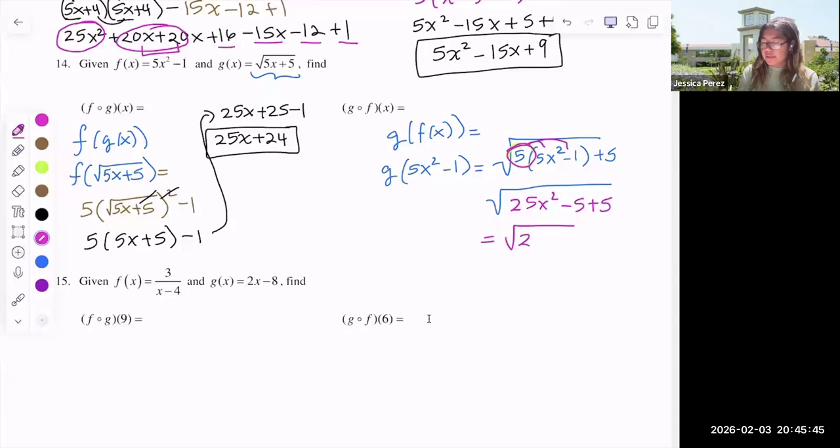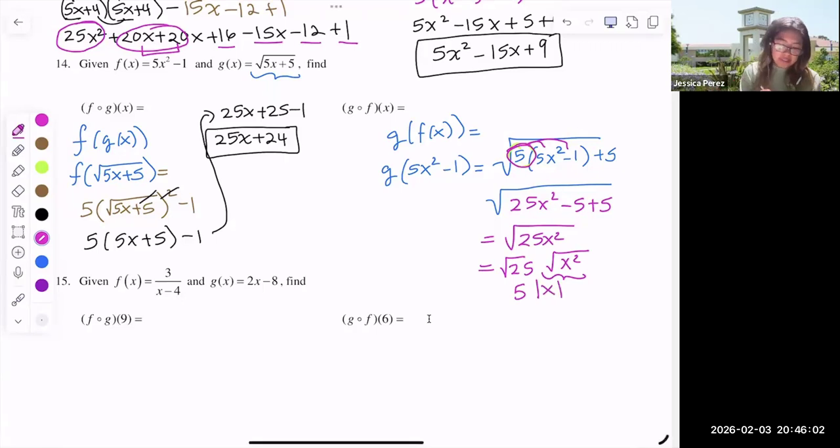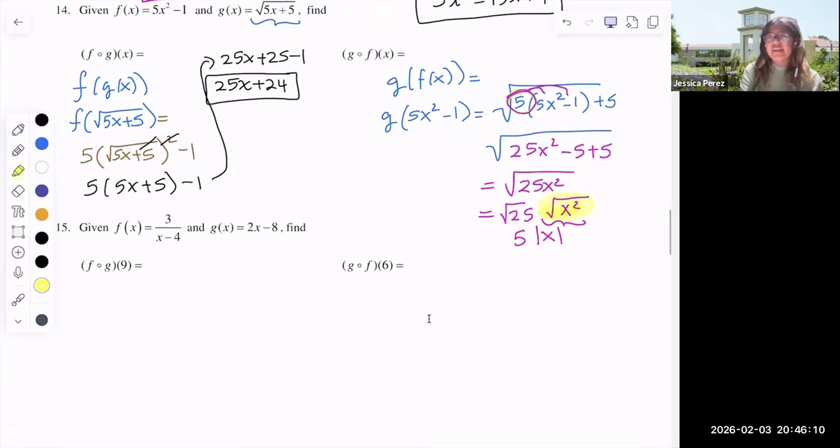This gives me the square root of 25x squared. You're going to say, okay, well, we can split that as 25 and the square root of x squared. This is 5, and then be careful here because x can be positive or negative, but because we are inside a root, this will be the absolute value of x. So by definition, whenever we have the square root of an x squared term, we have to make sure that we identify that we're only looking at the positive side. So we have to have the solution of that absolute value.